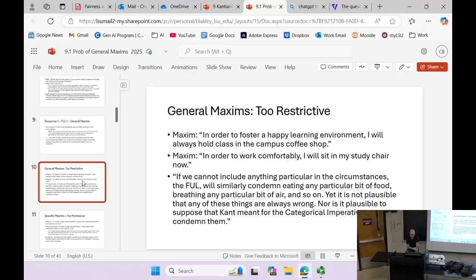It's not universalizable. Yet it's not plausible that any of these things are morally wrong. For you to take a breath, that can't be morally wrong. You have to do that in order to live, right? You still have to respect yourself as an autonomous agent as well here. So I say it's not plausible that any of these things are always wrong. Maybe if you had the last bit of air and you were in a submarine or something. But here they're just talking about normal circumstances. So it's not plausible that any of these things are morally wrong, nor is it plausible to suppose that Kant meant for the categorical imperative to condemn those sorts of things.